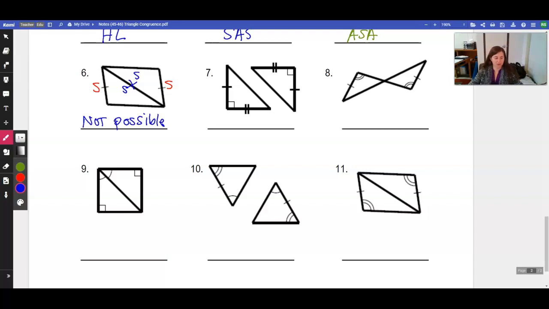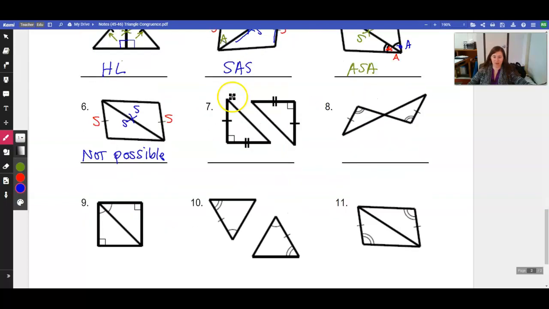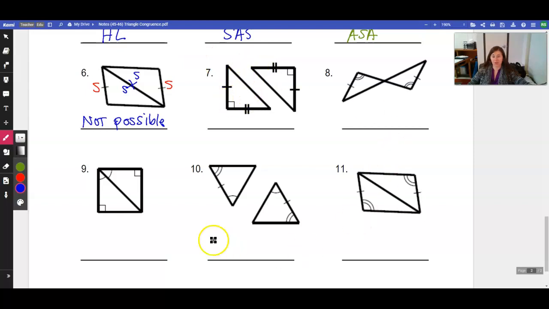Alright, so we are going to pick up here, which is where I left off on the last video. So our directions for this is determine which postulate, so out of those 5, or is it not possible? I asked you to go ahead and try these on your own. Whether you did or not is the question, I guess. But I'll go ahead and go through them.